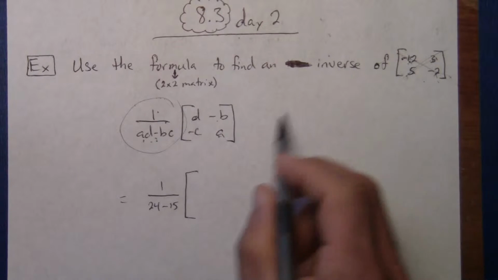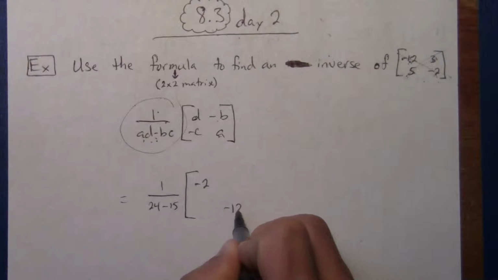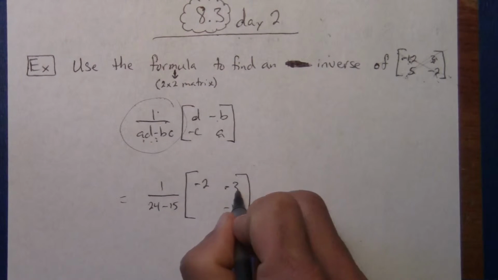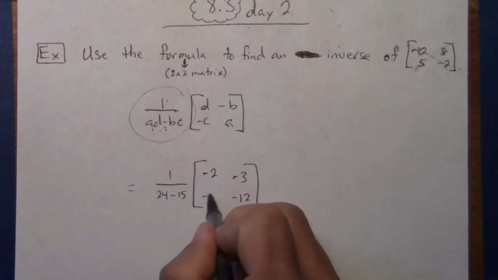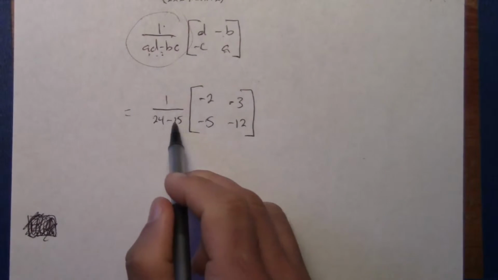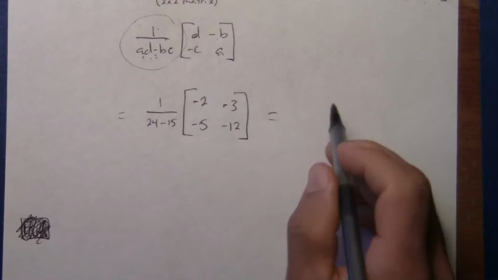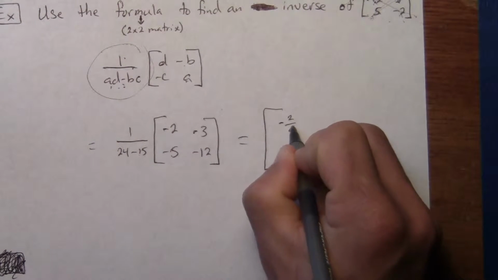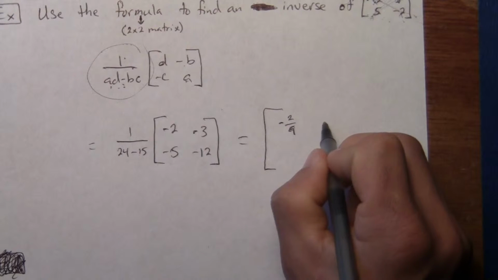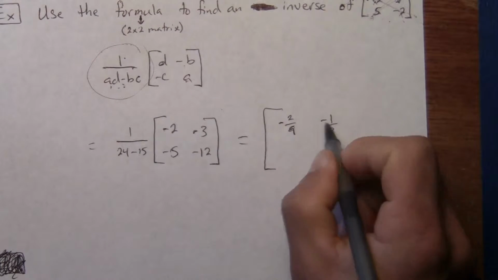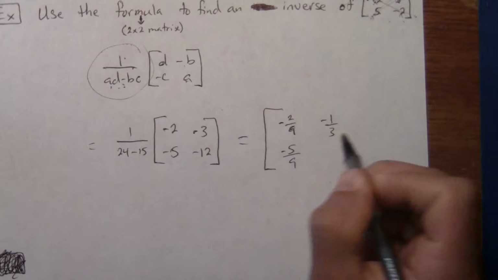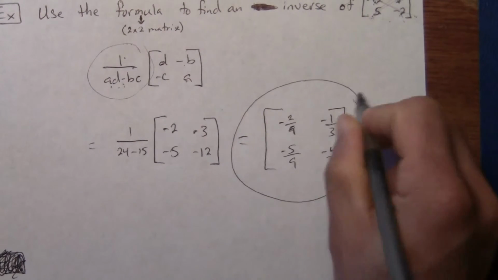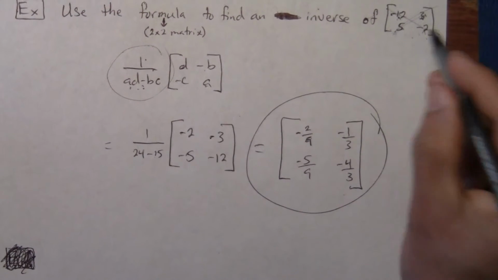now remember A and D switch places, so this is now negative 2, this is now negative 12, and then B and C switch signs, so it was positive 3, so it now becomes negative, was positive 5, it now becomes negative. And now I just have to distribute 1/9 in here. And so it's going to end up giving me, the first number would be negative 2/9. Second one, if I distribute, would be negative 3/9 or 1/3. Then negative 5/9 and negative 12/9 or negative 4/3. And that is the inverse of this 2 by 2 matrix.